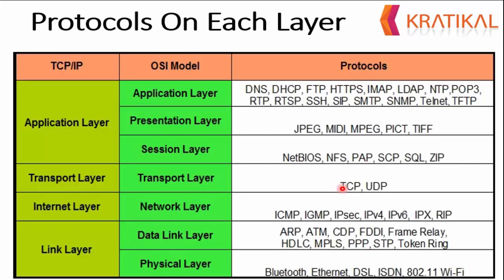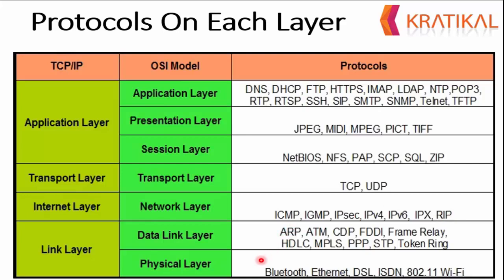In the transport layer, there are TCP and UDP. UDP is used when we need connectionless communication like media streaming. TCP is used when we need connection-oriented communication like sending and receiving messages. In the network layer, there are various protocols, one of which is RIP, Routing Information Protocol, used to route messages between different networks. In the data link layer, there is ARP and various other protocols. ARP is used to map IP addresses to a MAC address in a network.